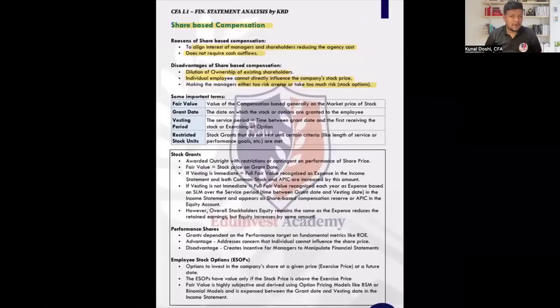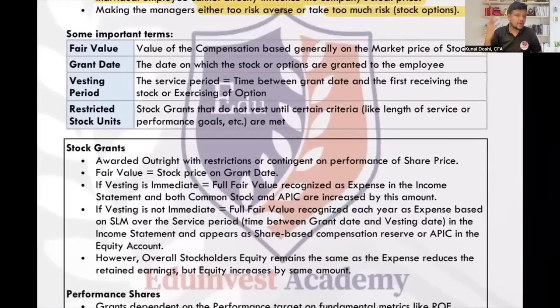So here are some important terms which might be asked in exam. Okay, they're not going to ask you any calculation here. First, what is the fair value? Fair value means basically the value of the compensation. The compensation in the form of shares that is being provided to you generally is on the market price of the stock. So whatever is the market price of the stock, that is into the number of shares that is being allocated to you, that is called fair value.